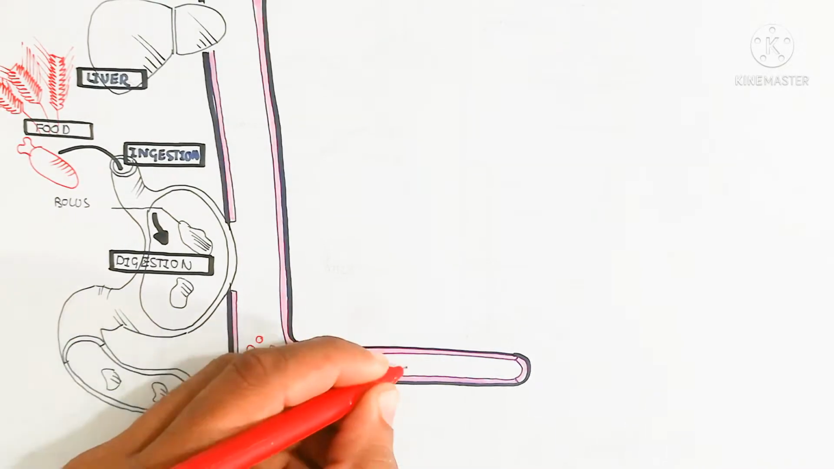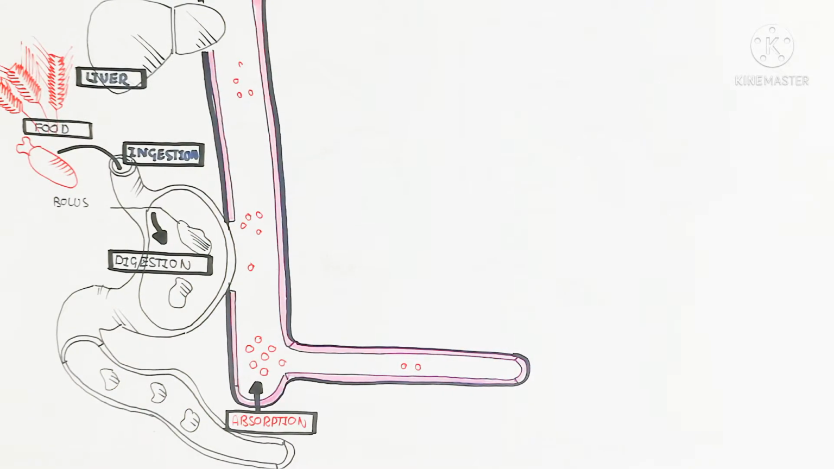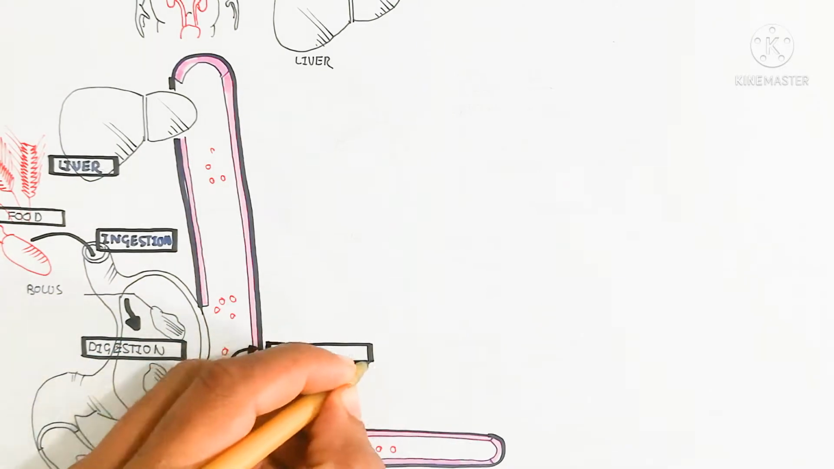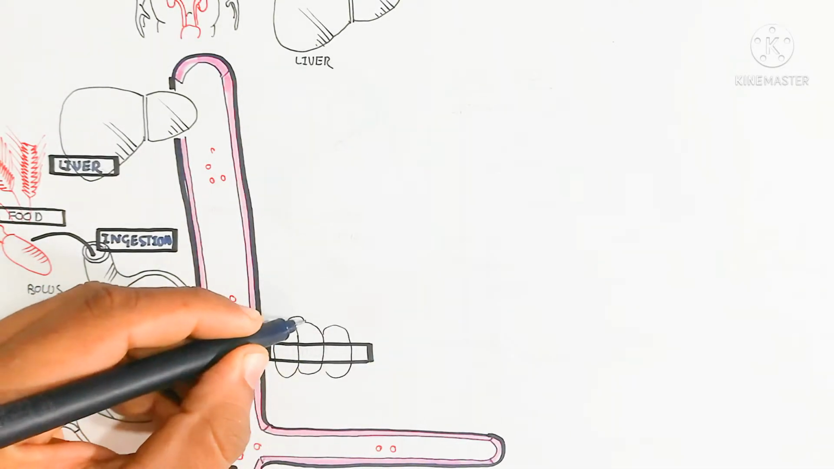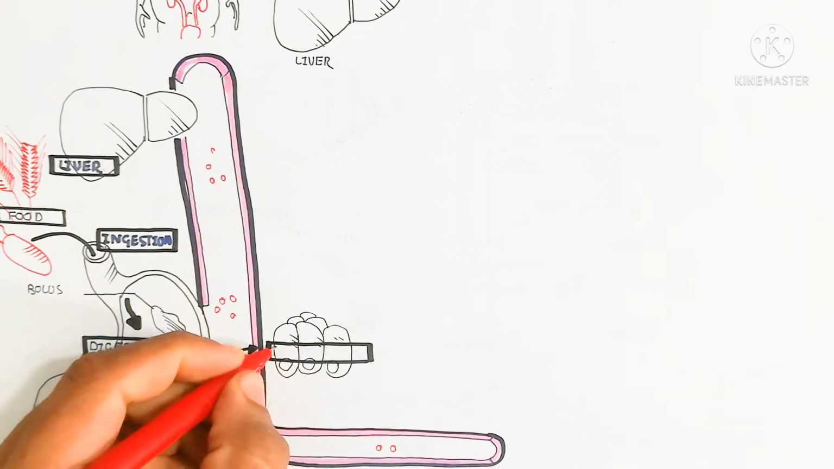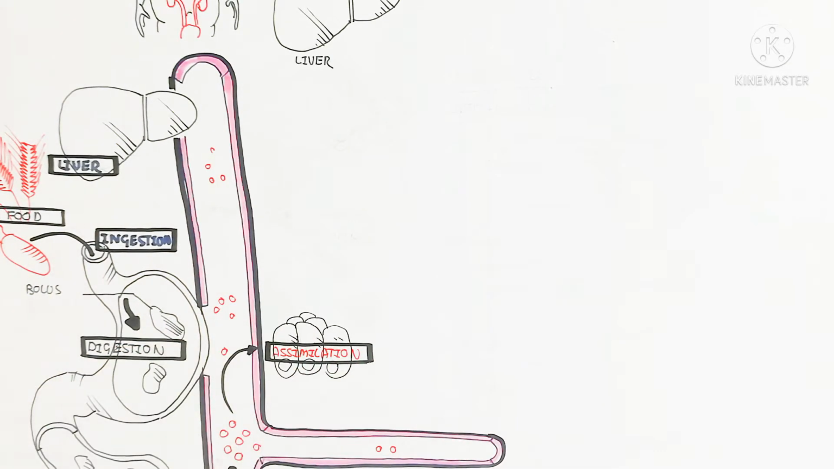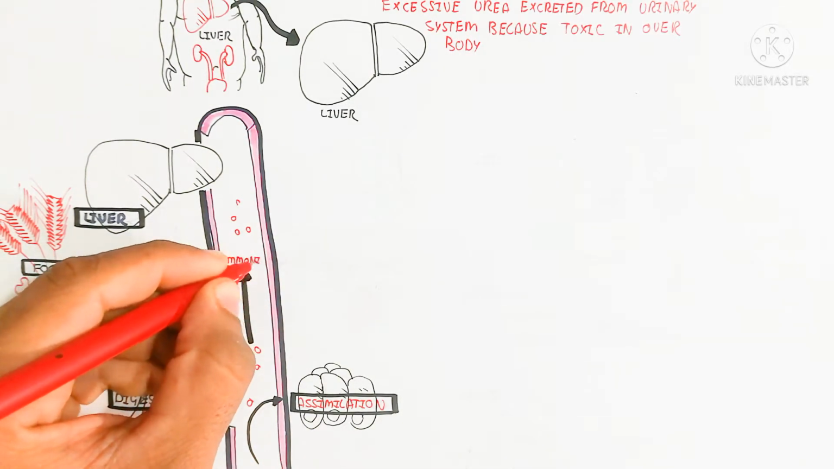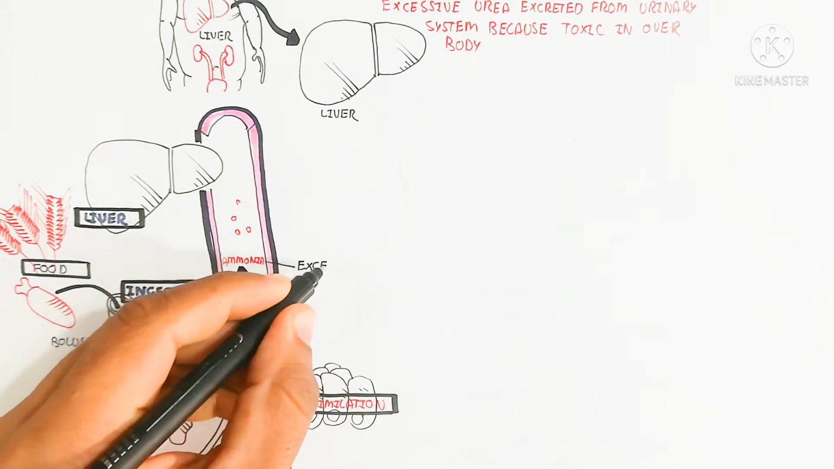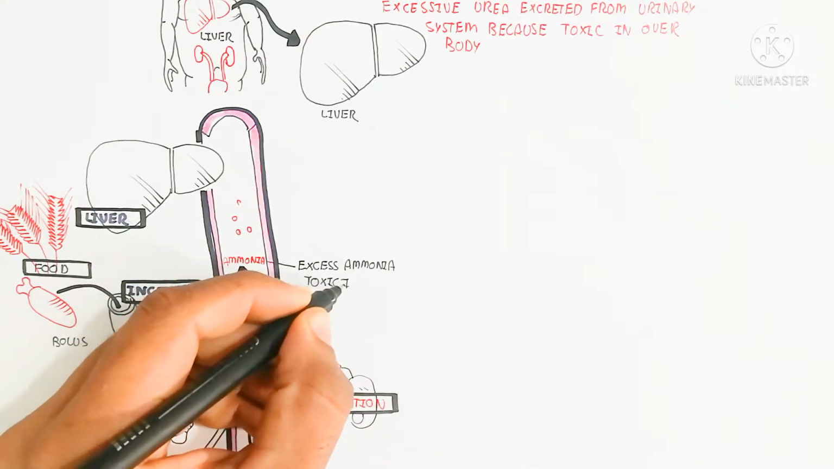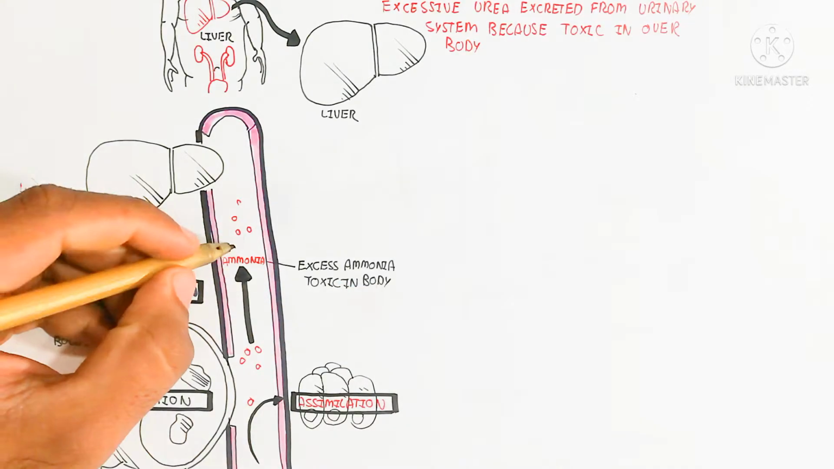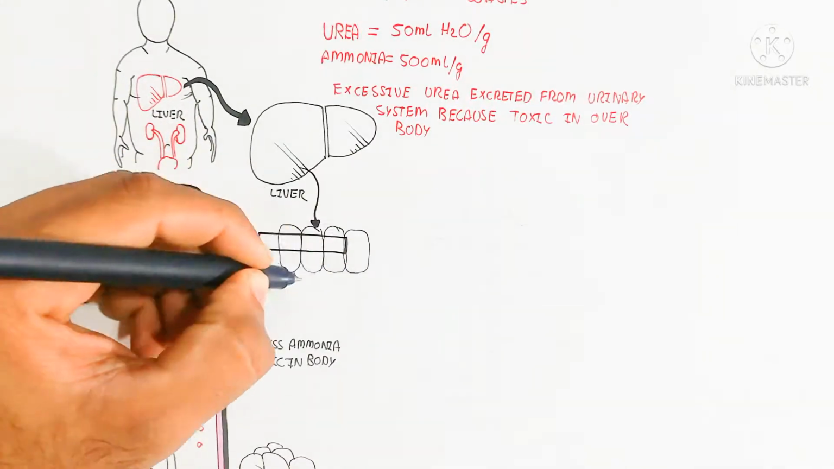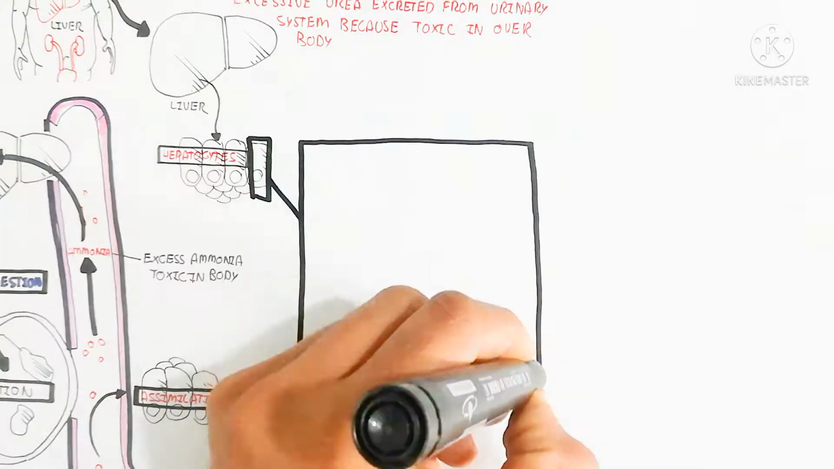And then the excess ammonia, which is toxic in the body, is converted after metabolism. The catabolism of amino acids produces ammonia. This ammonia is more toxic, and here assimilation of the amino acids occurs. For example, assimilation means becoming part of the body from the food. After this ammonia formation from the catabolism of amino acids, this ammonia contains one nitrogen. That goes into the liver, and after going into the liver, ammonia is converted into urea.